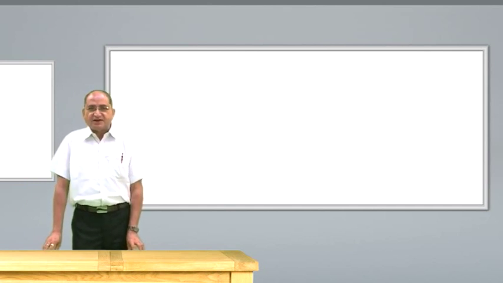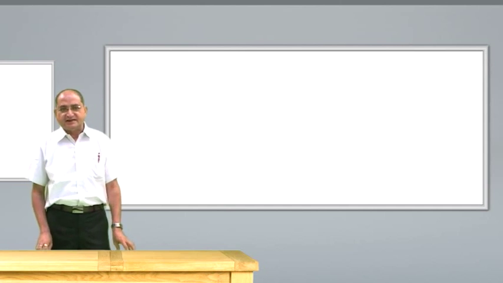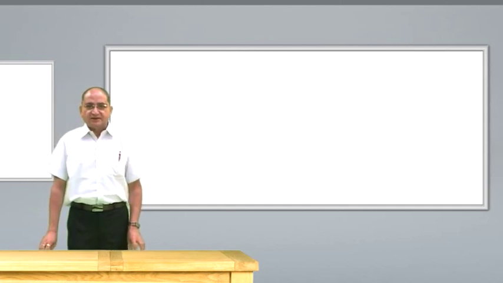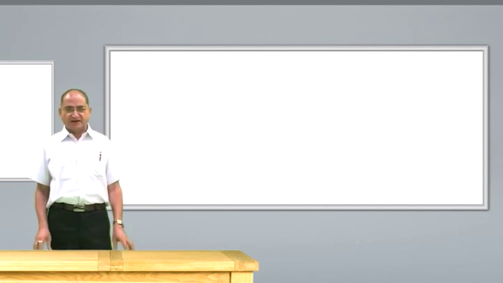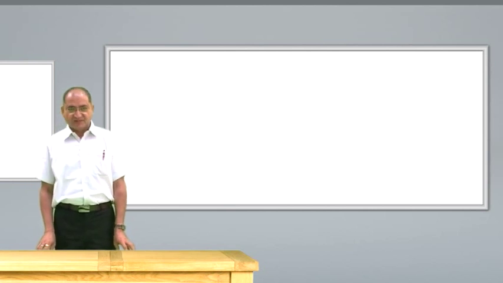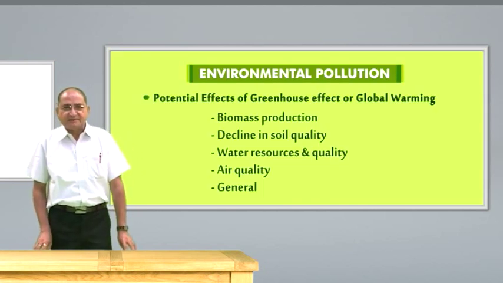Industrial processes also release artificial and new greenhouse gases like chlorofluorocarbons. The resulting enhanced greenhouse effect is more commonly referred to as global warming or climate change. Potential effects of the greenhouse effect or global warming.